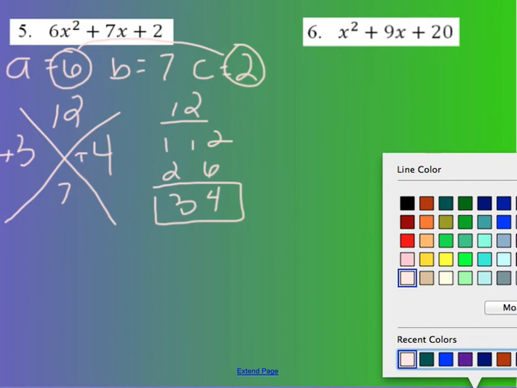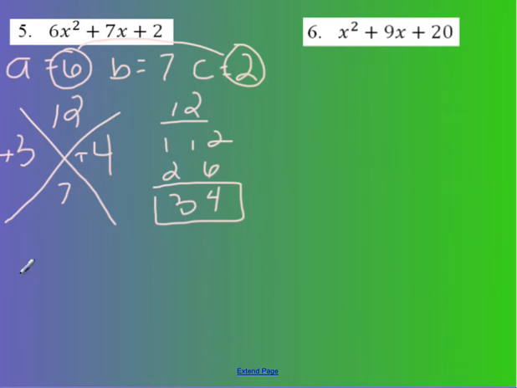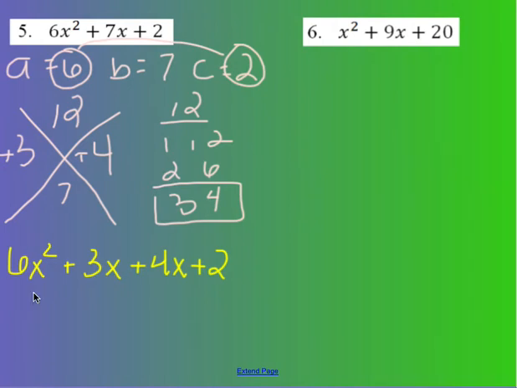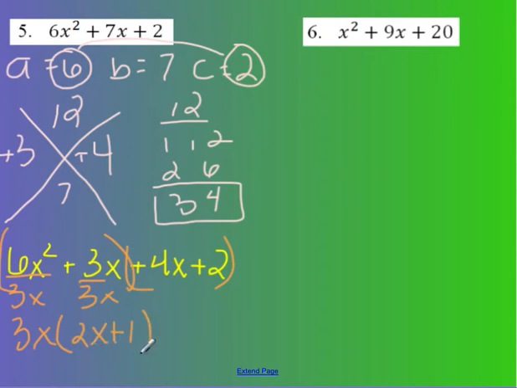So now we need to factor that by grouping. I keep my first term the same, and then I split up my middle term as 3x plus 4x plus 2. So now I need to factor by grouping. To factor by grouping, I'm going to make my two groups. Between 6x squared and 3x, I can take out a 3 and an x, so I'm dividing both of those terms by 3x. 6 divided by 3 is 2. x squared divided by x is x. 3x divided by 3x is just going to be 1.